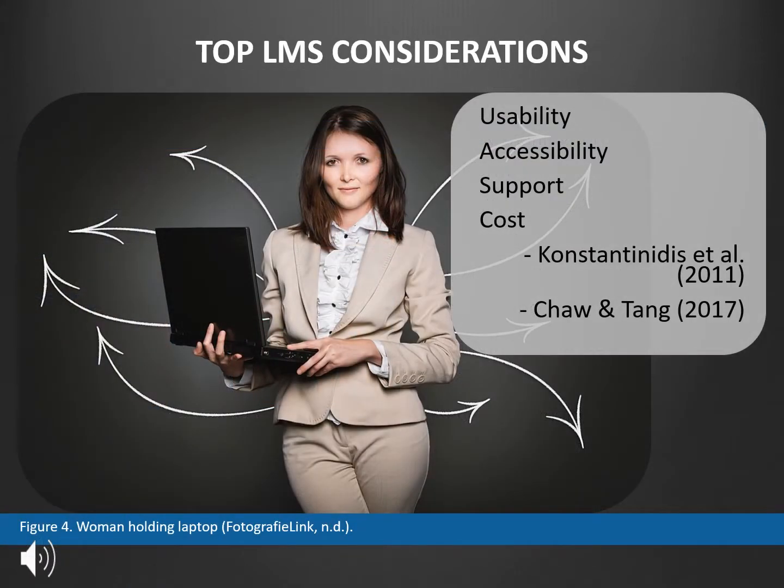Before reviewing and selecting an LMS, major considerations should be addressed. Usability, accessibility, support, and cost are four of the most primary concerns when selecting an LMS. Usability. Usability refers to ease of use for LMS administrators, instructors, and learners. Usability also entails an attractive and user-friendly interface and back-end controls.